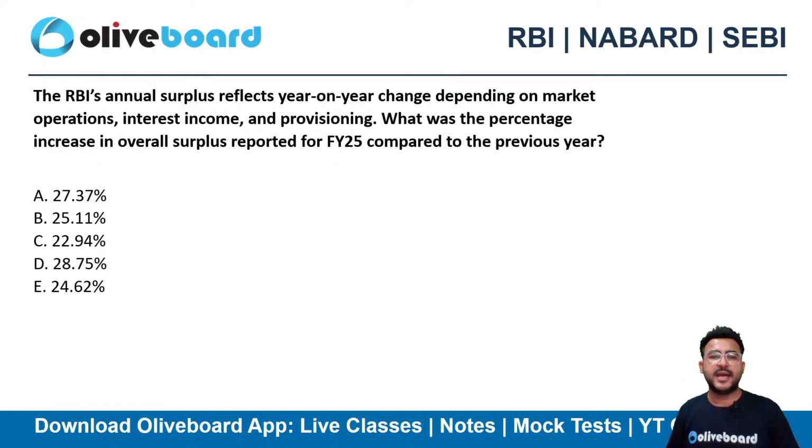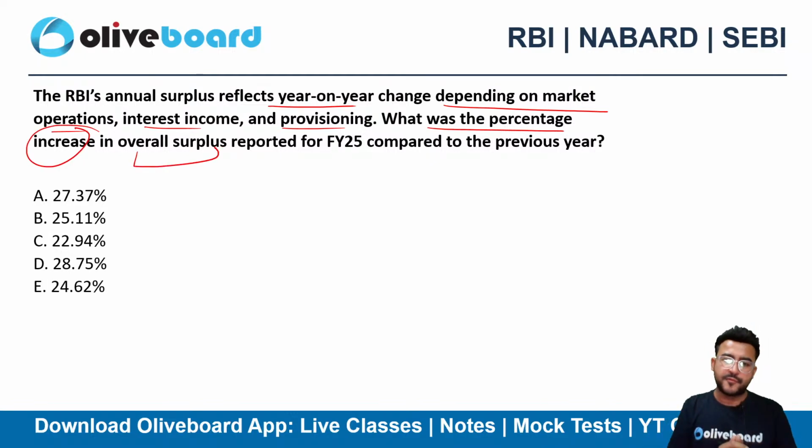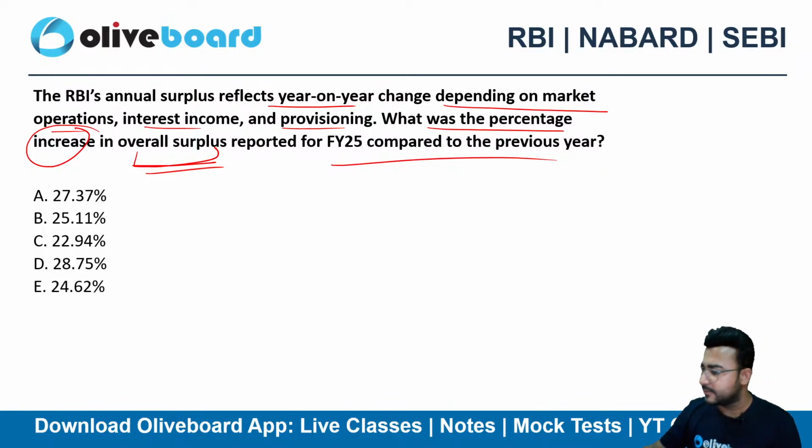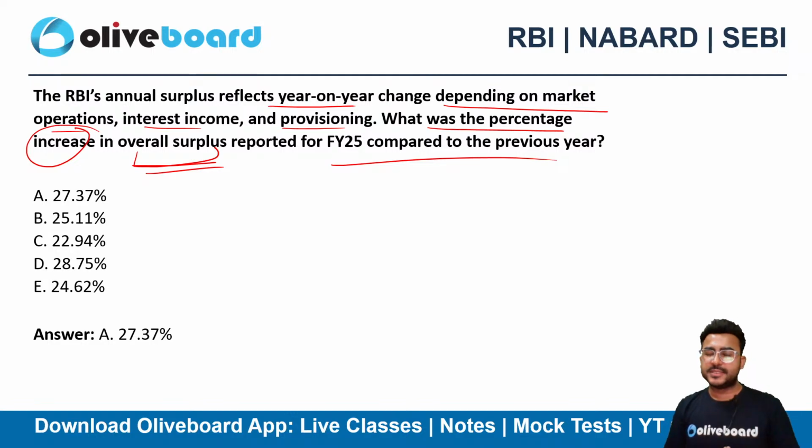The Reserve Bank of India's annual surplus reflects a year-on-year change depending on the market operations, interest income and provisioning. What was the percentage increase in the overall surplus? We already discussed the absolute figure. What is the relative figure? What is the year-on-year growth rate in the overall surplus reported in financial year 2025 as compared to the previous year? 27.37% is the correct choice here, right? 27.37% is the overall year-on-year growth in the overall surplus, right?